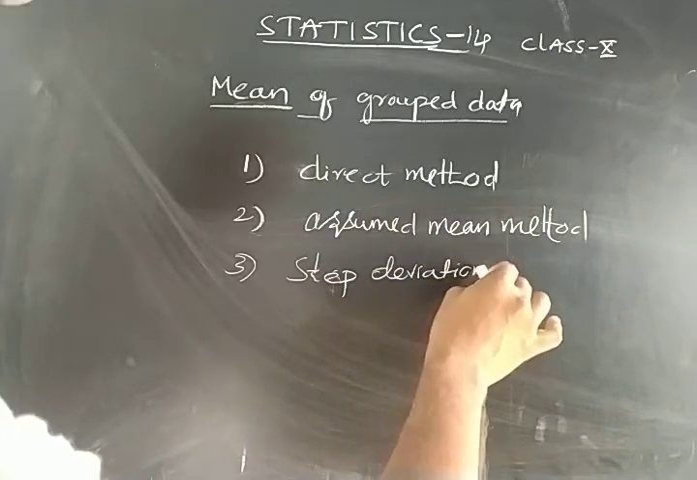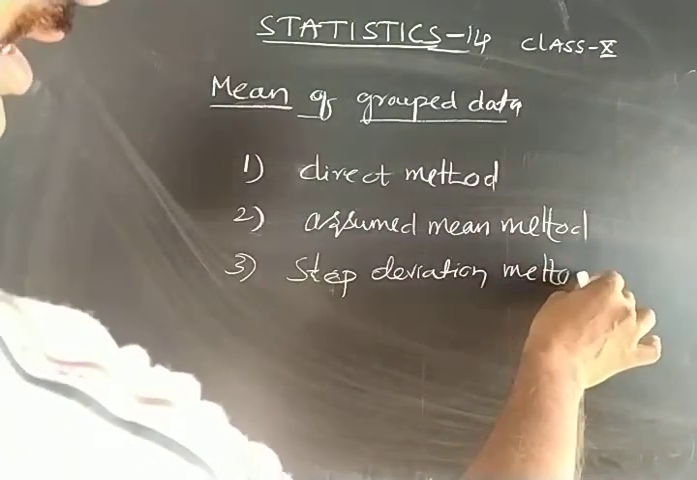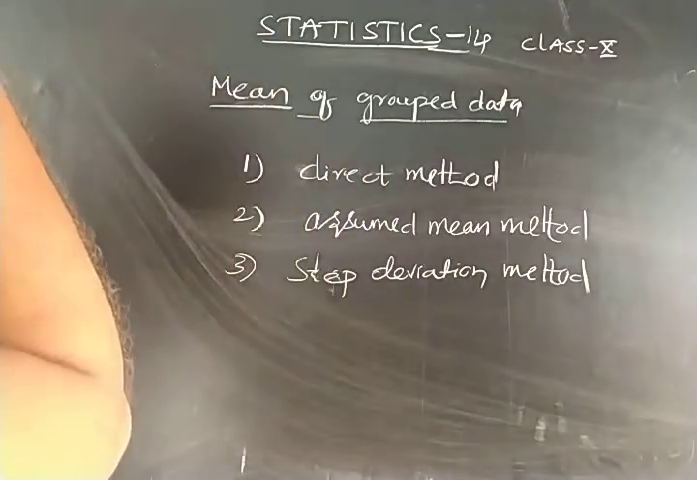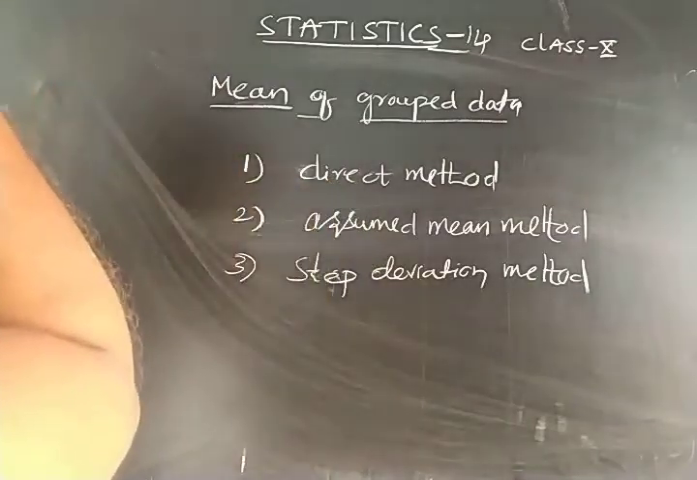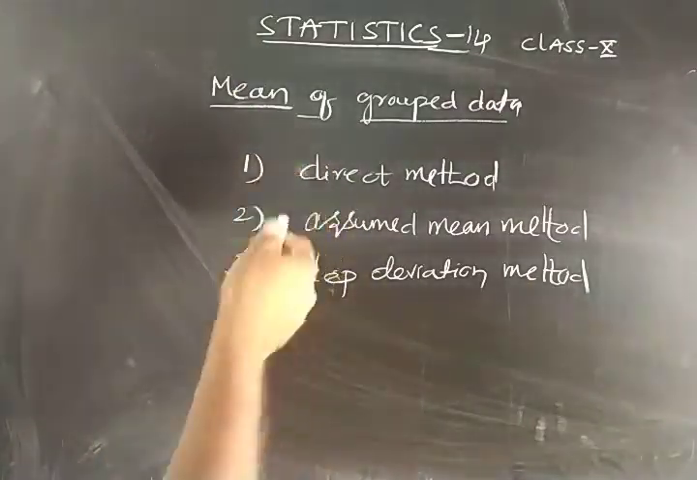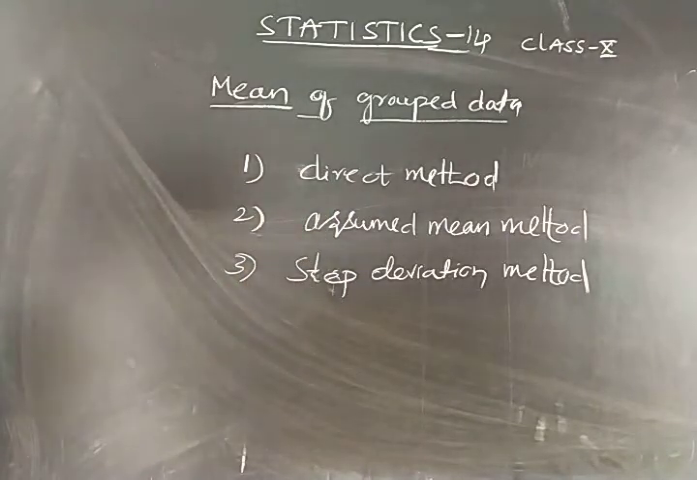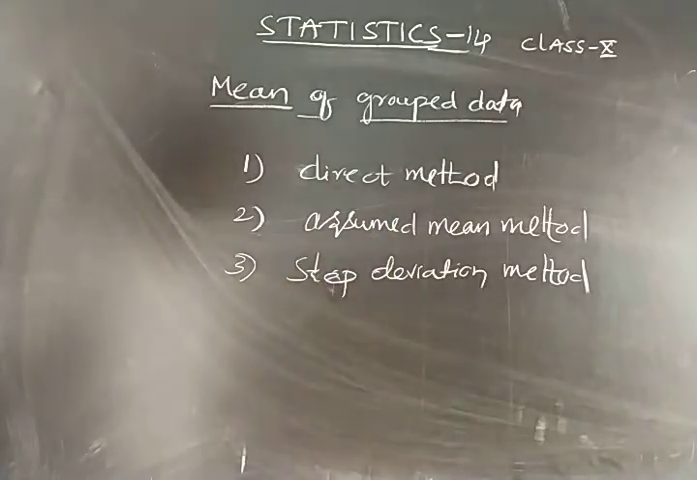By using these three methods, we can find the mean of the group data, and in each method you will get the same answer. What is the use of these methods? It depends on the observations. If observations are small, then you can use the direct method. If data is lengthy, meaning large values, then we can use the assumed mean method or step deviation. Now let us discuss the direct method today.